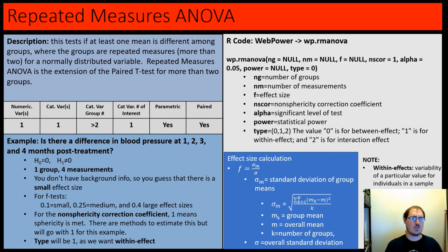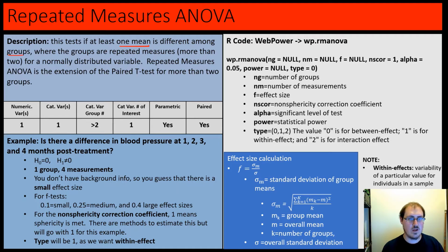So let's get started with repeated measures ANOVA. This is sort of like a mashup of one-way ANOVA and the paired t-test. In the paired t-test, the samples were related to each other, and in ANOVA, there's more than two groups. That's in essence what repeated measures ANOVA is. It's going to be where you're testing if one mean is different among groups.